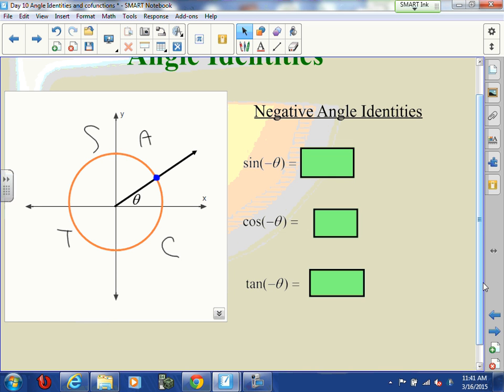Now, if we want to take the sine of a negative angle, so right now, here's our positive angle. Here's my negative theta. What's sine going to be? Negative. So sine of negative theta is just going to be negative sine theta.